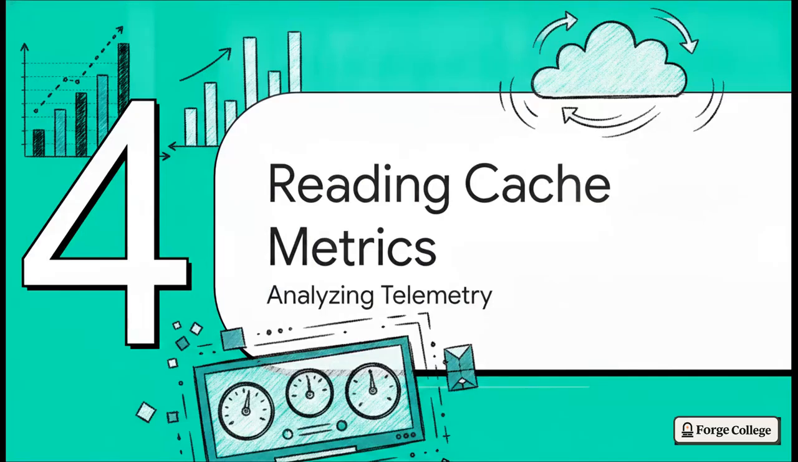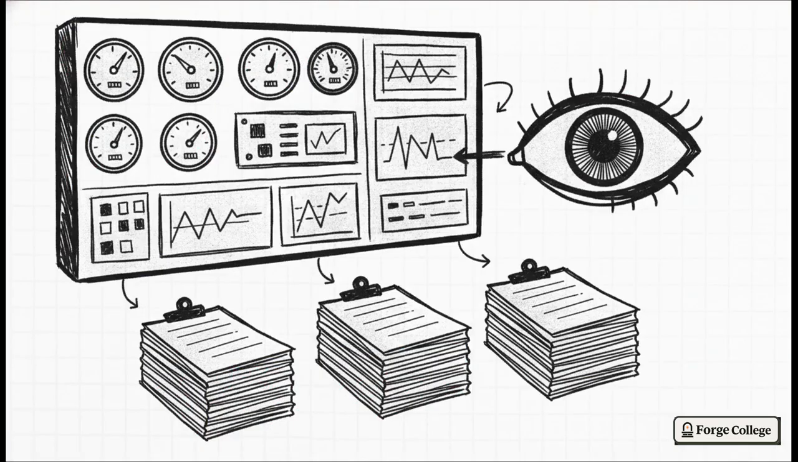Okay, moving into the next phase, reading your cache metrics. Let's analyze our telemetry. Now, if you want to dive super deep into advanced telemetry techniques, Forge College programs cover that extensively in other modules. But for now, let's just focus on how to read our current lab gauges. Because as engineers, we need hard data, not just good vibes. You need to be constantly polling your metrics endpoint. We're talking at least every 10 seconds.